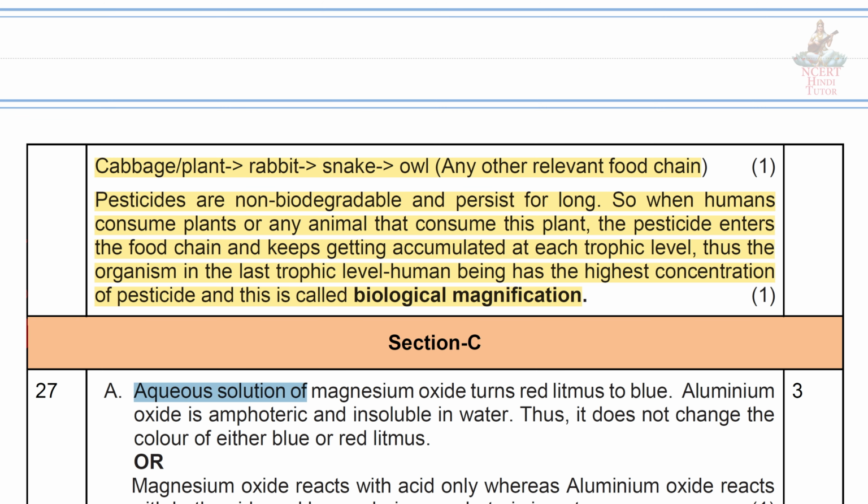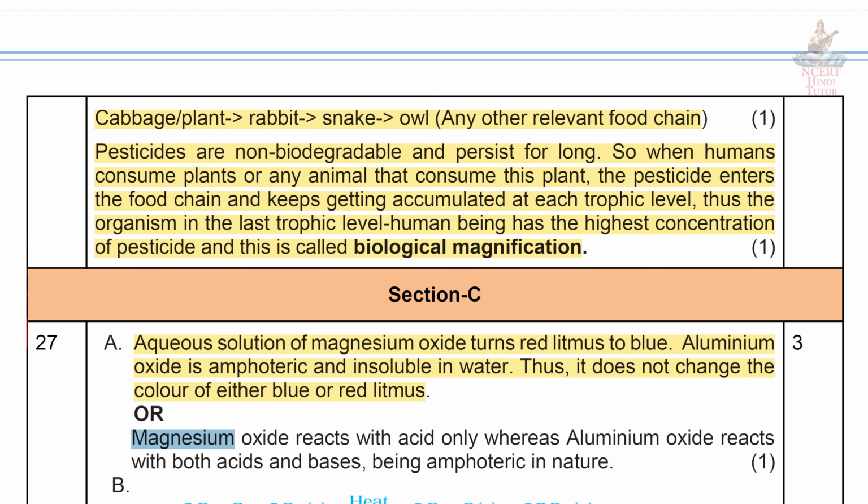Answer. Aqueous solution of magnesium oxide turns red litmus to blue. Aluminium oxide is amphoteric and insoluble in water. Thus, it does not change the color of either blue or red litmus. Or magnesium oxide reacts with acid only, whereas aluminium oxide reacts with both acids and bases, being amphoteric in nature. B.